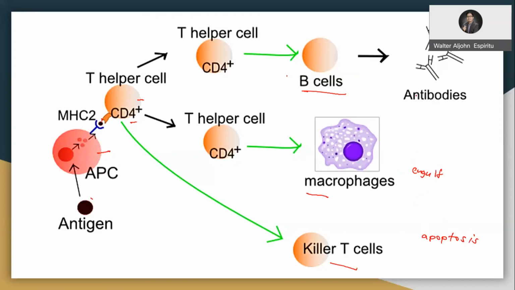Then here at the top, we have the B cells, which, as I mentioned a while ago, will be activated and form plasma cells. The plasma cells are the ones responsible for the formation of the antibodies.